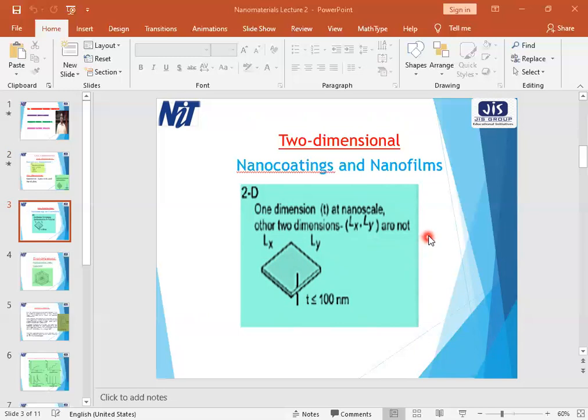So these are nanofibers. That means you can see two dimensions only. The third dimension is extremely small, which cannot be viewed by us. So here it is written that the third dimension T is equal to or less than 100 nanometers as per the standard definition. And an example of two-dimensional nanomaterial is nano coatings.